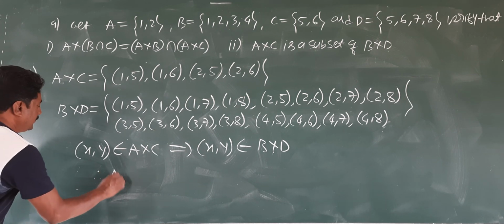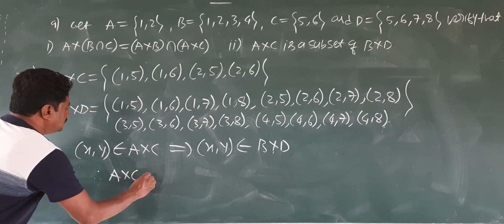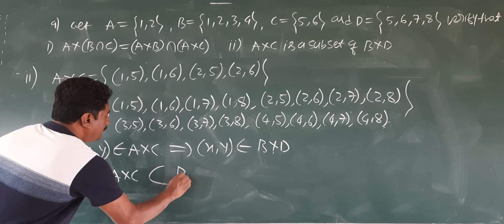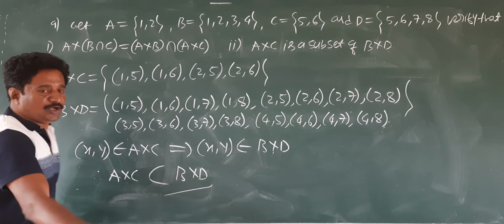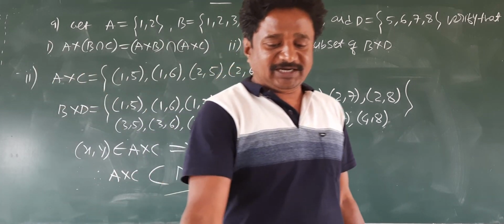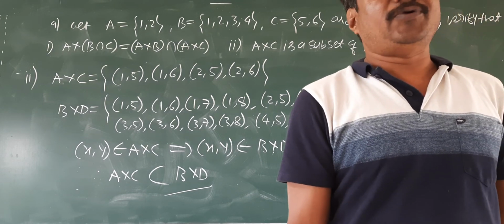Therefore A cross C is a subset of B cross D. I hope you understood, friends. So let us stop this class. We shall go for the next class.